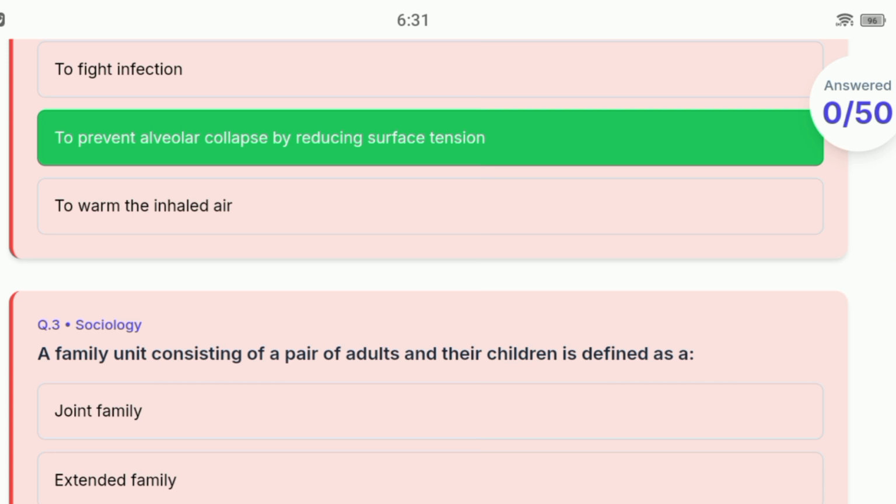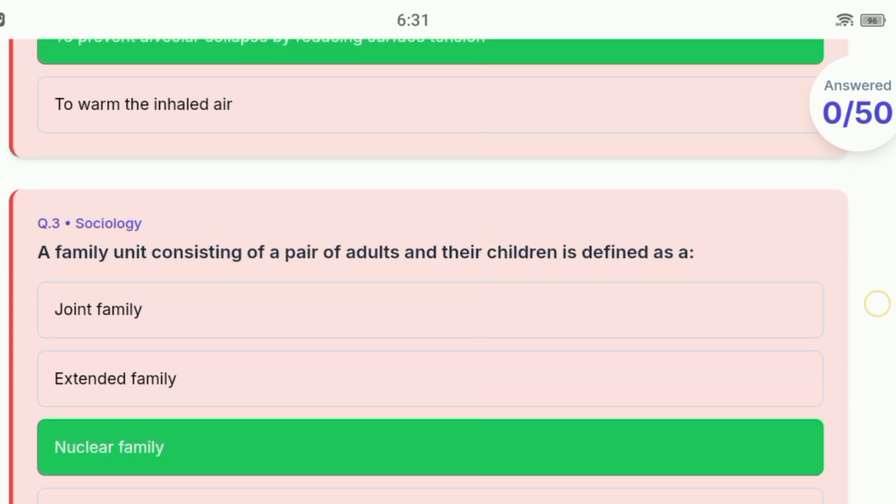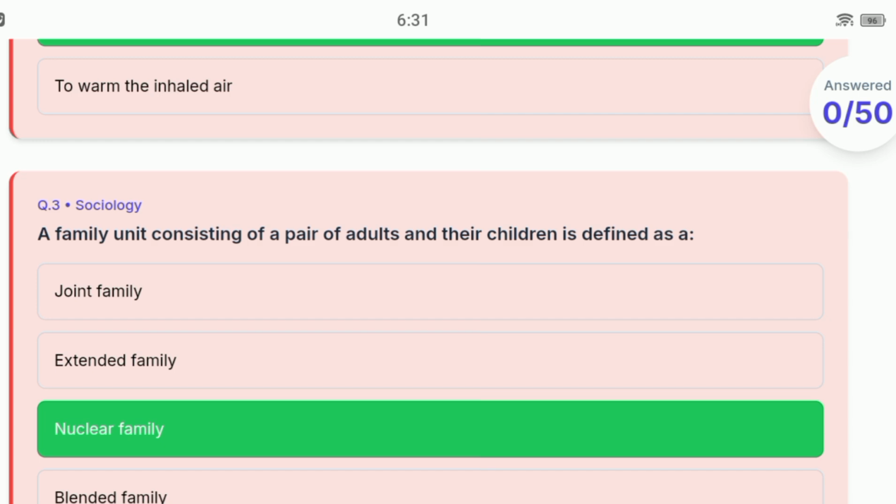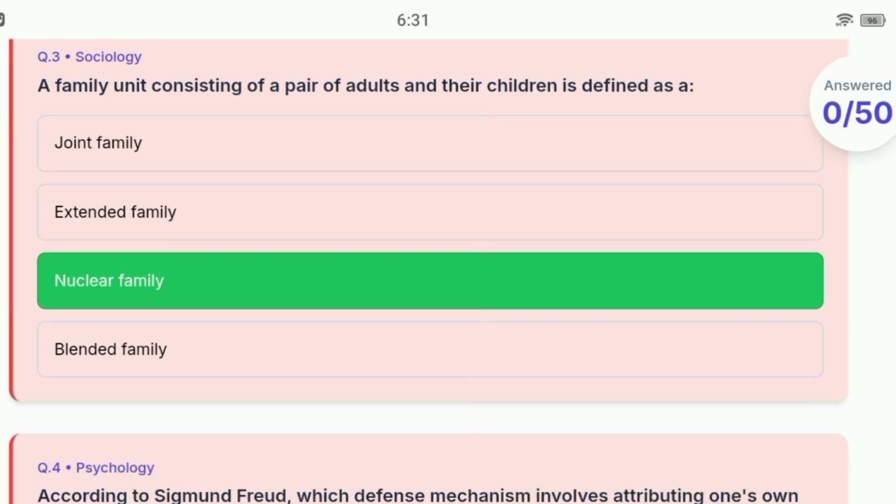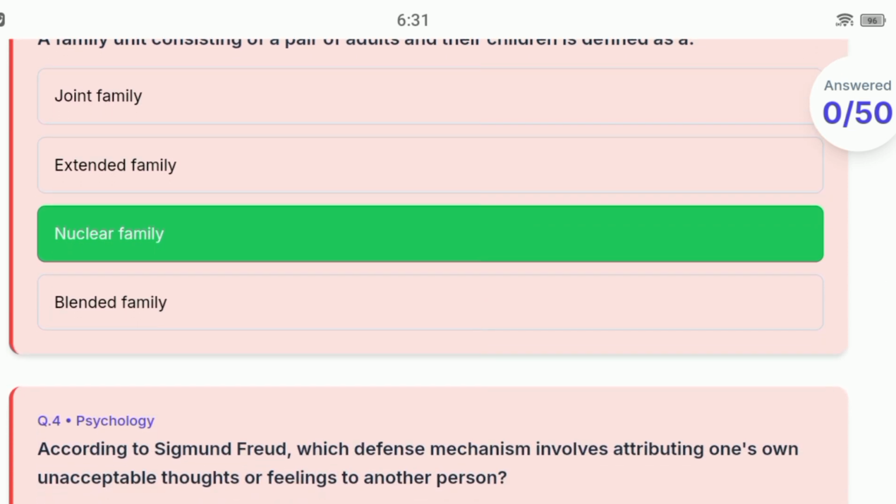Number 3, sociology. A family unit consisting of a pair of adults and their children is defined as a: options are A. Joint family, B. Extended family, C. Nuclear family, and D. Blended family. So the correct answer is C. Nuclear family.